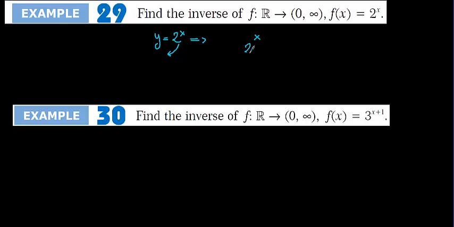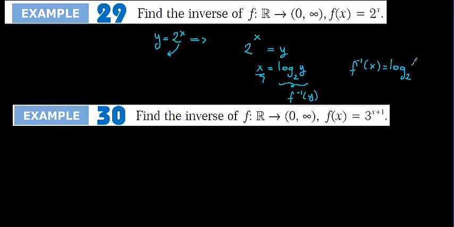So it should be like this: 2 to the power of x is equal to y. x is equal to logarithm base 2 of y. When x is alone, the function that you find is f inverse of y. So f inverse of x is going to be equal to logarithm base 2 of x. Okay, what about the second one?